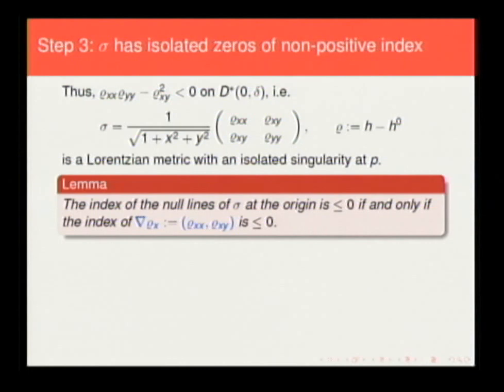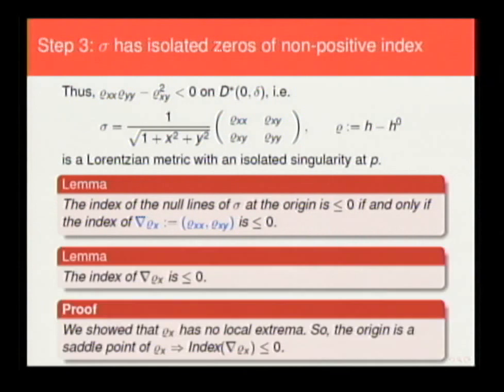So it is easy to prove. It is an elementary result that the index of the null lines corresponding to sigma, because sigma is a Lorentzian metric, we have two different null lines. The index of the null lines of sigma at the origin is non-positive if and only if the index of the gradient as a vector around the origin is non-positive. Once we have proven that, we obtain that the index of the gradient is in fact non-positive.